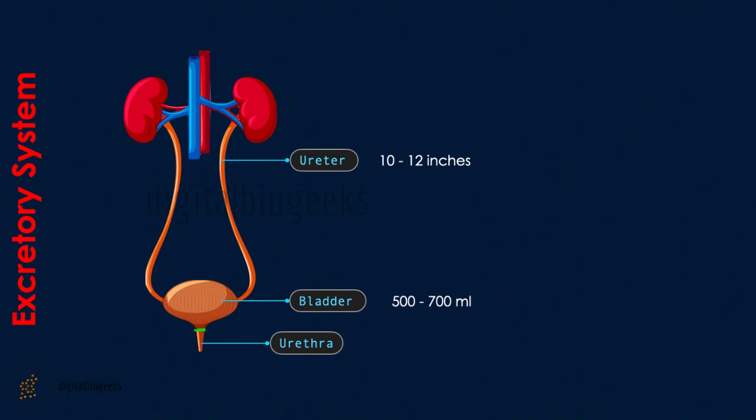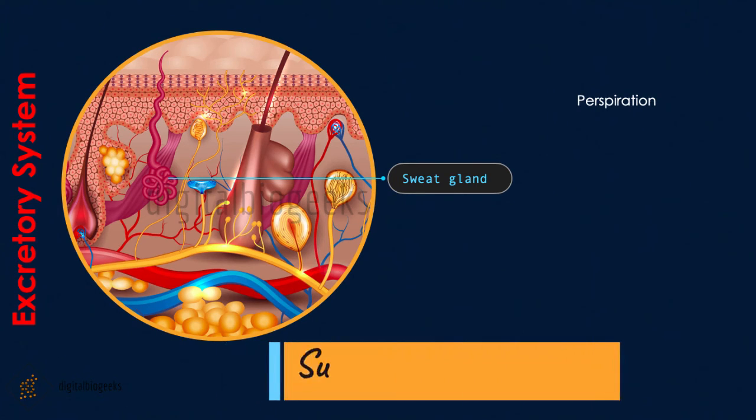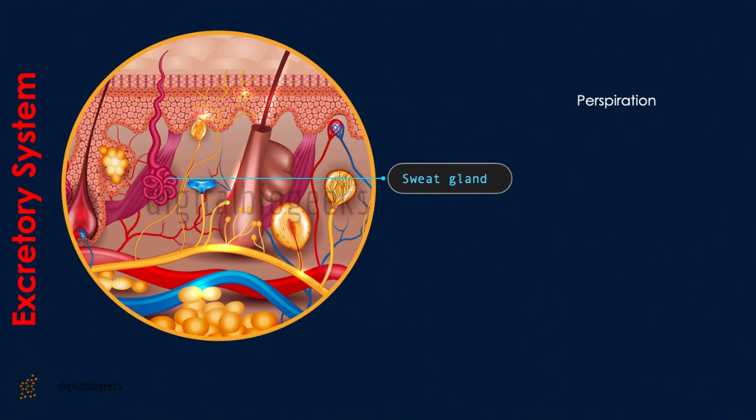Let's take a quick glance at other excretory organs, sweat glands and lungs. Sweat glands in the skin secrete fluid waste called sweat. Sweating is also called perspiration. Its main function is the temperature control of the body, but it is also a part of the excretory system, as sweat contains water, salts, and a small amount of urea.